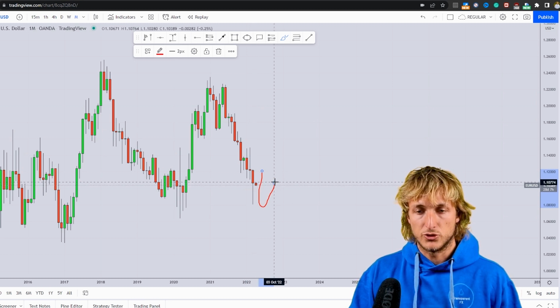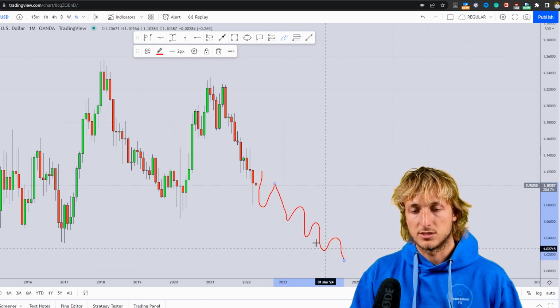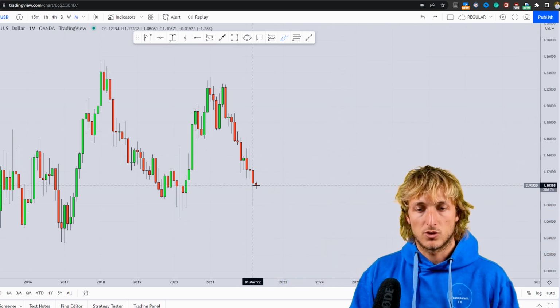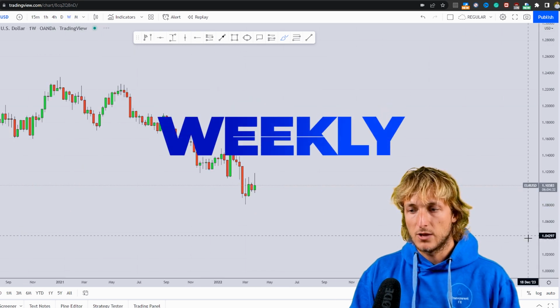So after that, what you usually get is the continuation to the downside, and that is a natural movement of the market, a series of lower lows and lower highs for the creation of a downtrend. So here on the monthly, we can expect more continuation. We drop that on the weekly, and what do we see?